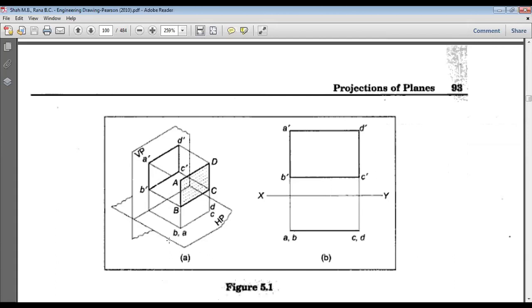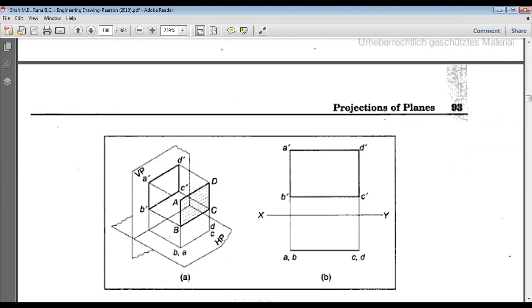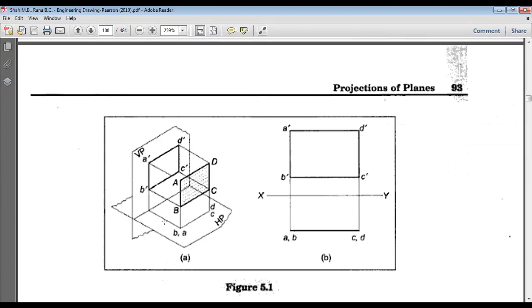Yes, sir. So we have this horizontal plane and vertical plane. Our figure is somewhere in the space between the vertical plane and horizontal plane. Do you see the figure here, A, B, C, D? Yes, sir. What is this figure? This is a rectangular figure. So how will you draw this in first angle projection?